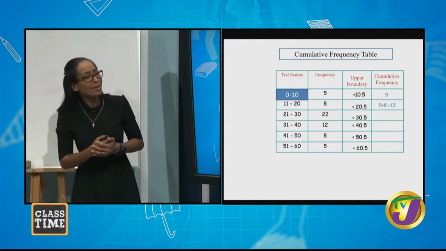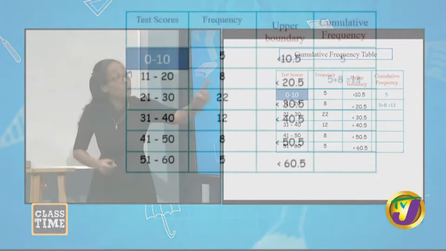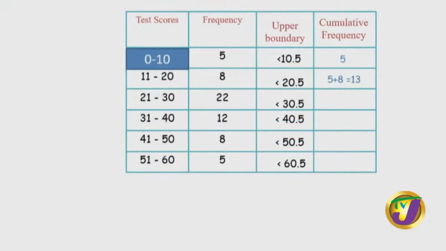Oh, I see. What does the 13 really mean? The 13 means 13 students would have received less than 20.5. Beautiful. And you know what else I just realized? That is how I can link my cumulative frequency to my upper boundary. Definitely. I'm learning.